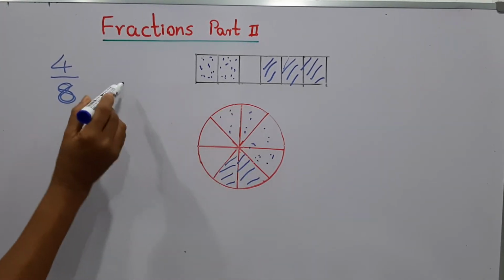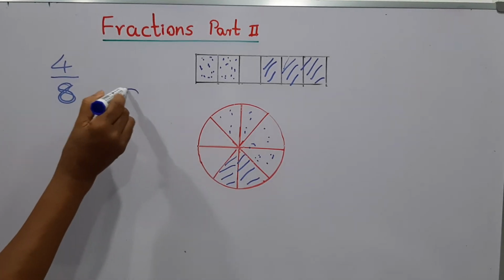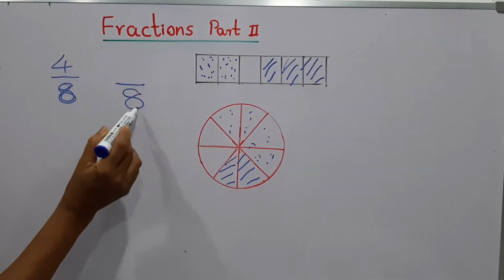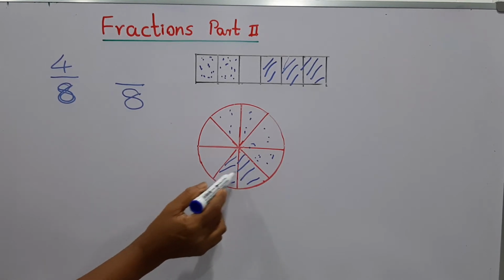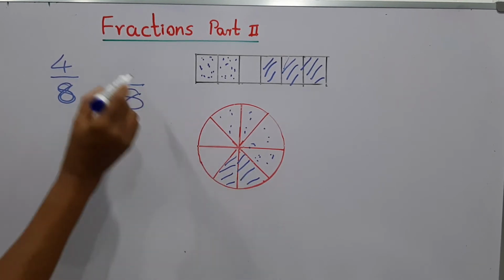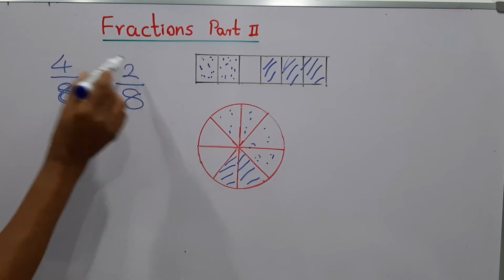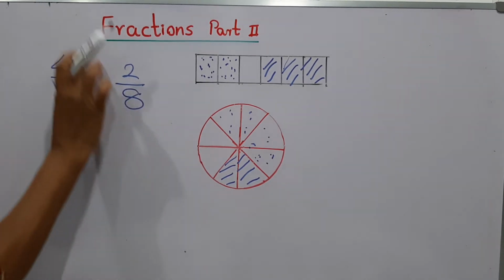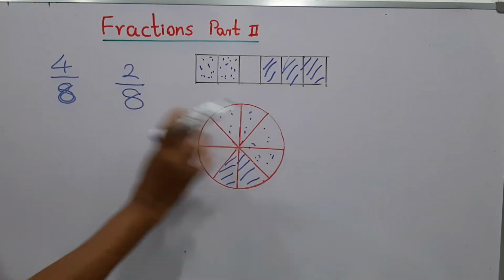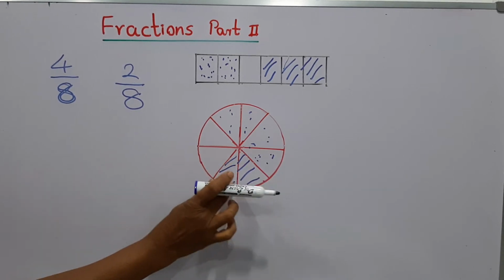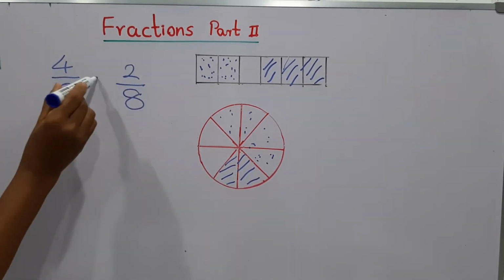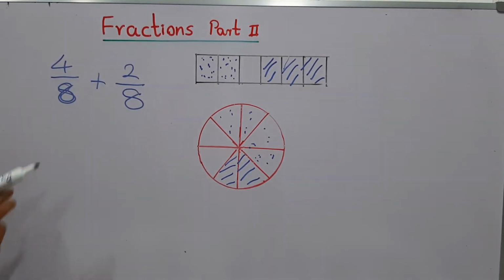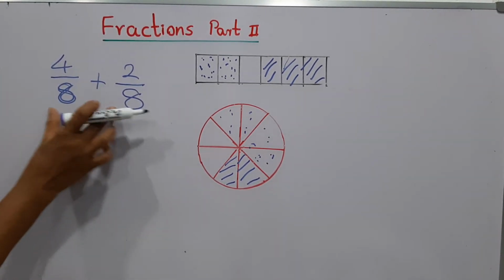Again, we'll move to another one, right? Same figure as divided into 8 parts, that is the denominator, and again colored or shaded 2 parts, that means numerator is 2. This fraction shows this side, and this fraction shows these 2 shaded parts. Okay, now we are going to add these 2 fractions together. Then what are we going to do? We have to check the denominator.